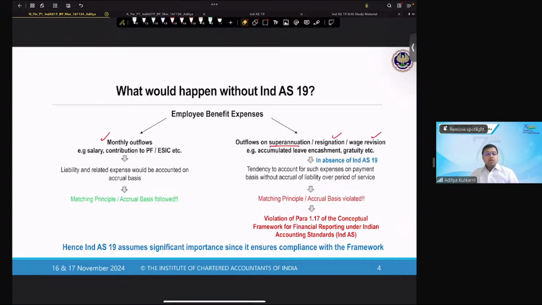So if the standard was not there, there is a tendency to account for these expenses on a payment basis. See, the entity knows that there is a liability, but still they will say, we will account for it at the time of payment. So if Ind AS 19 was not there, this would have been the probable tendency. So the matching principle and the accrual basis, both of these would get violated, thereby violating the conceptual framework for financial reporting under Ind AS. Okay, so that is the reason why this standard assumes significance. It ensures compliance with the framework that is outlined.